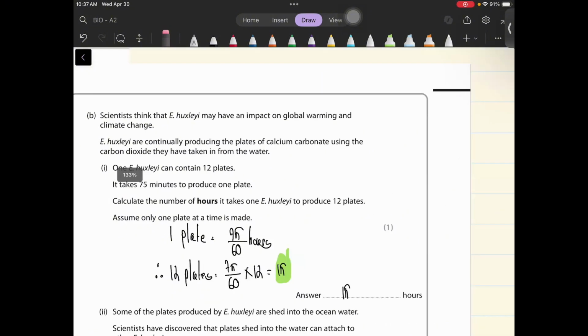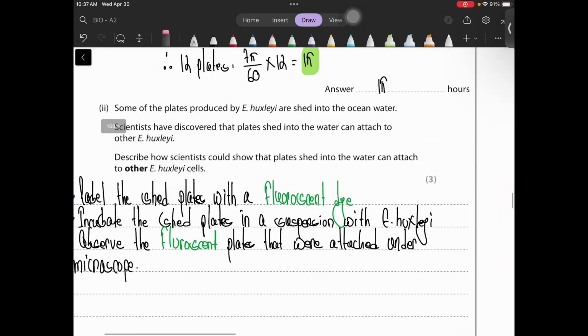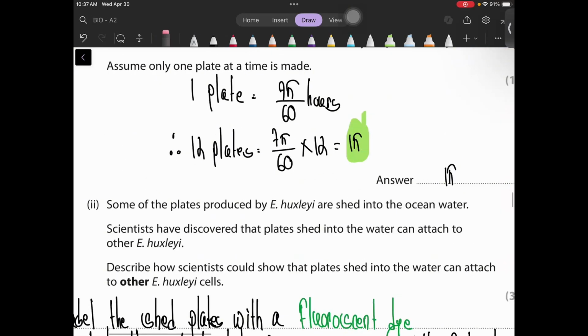Yeah, 15. And then it said that some of the plates produced by Huxley are shed into ocean waters. The scientists have discovered that the plates shed into ocean waters can attach to other Huxley. Describe how the scientists could show that the plates could attach to other Huxley.